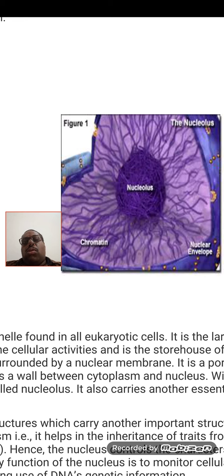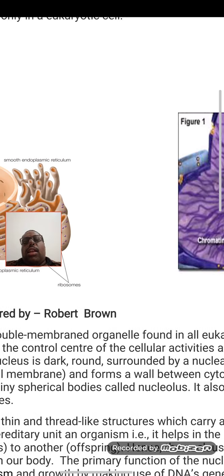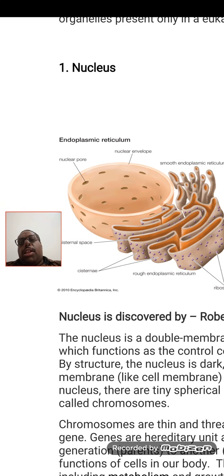There are many pores on the surface of the nucleus, and if you look here also, you can see many pores. These pores are very important because signals have to come in and go out. Many movements have to take place, so these pores are very important.